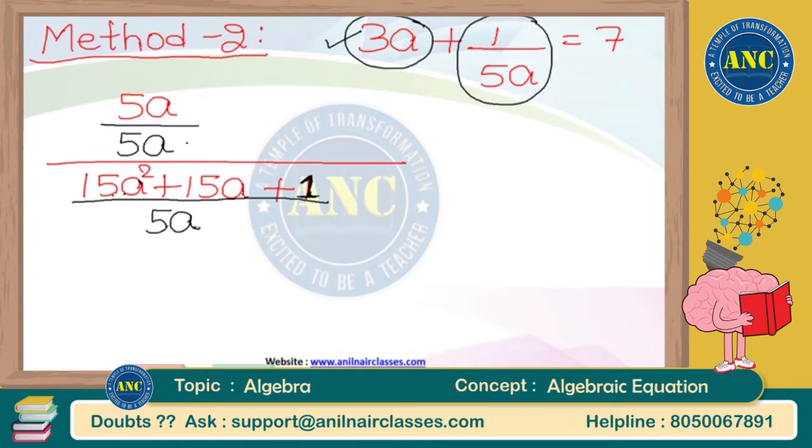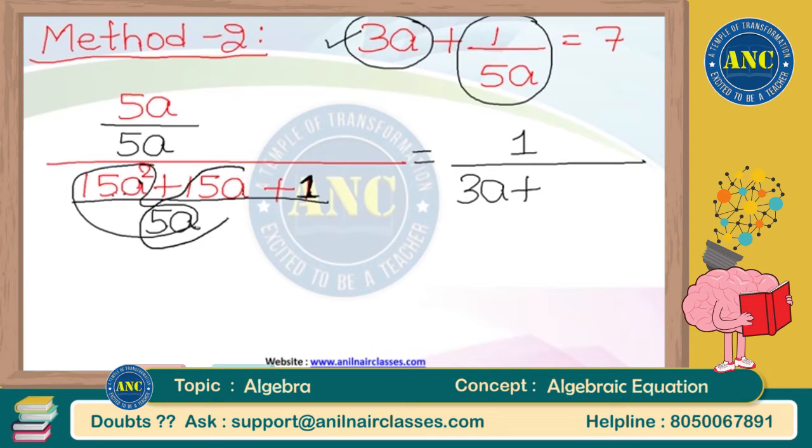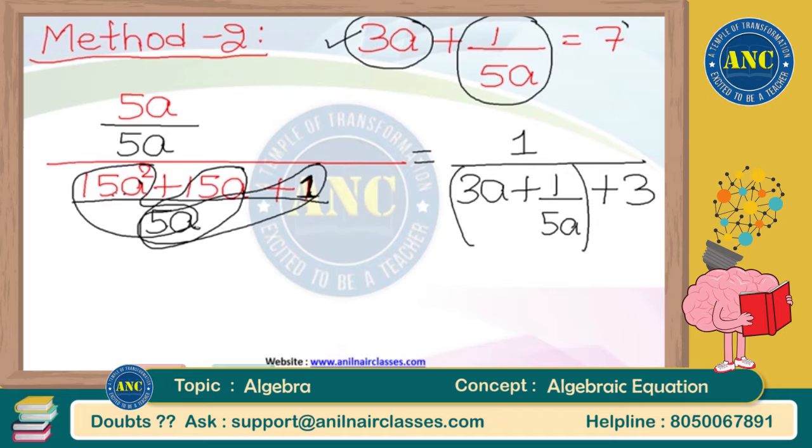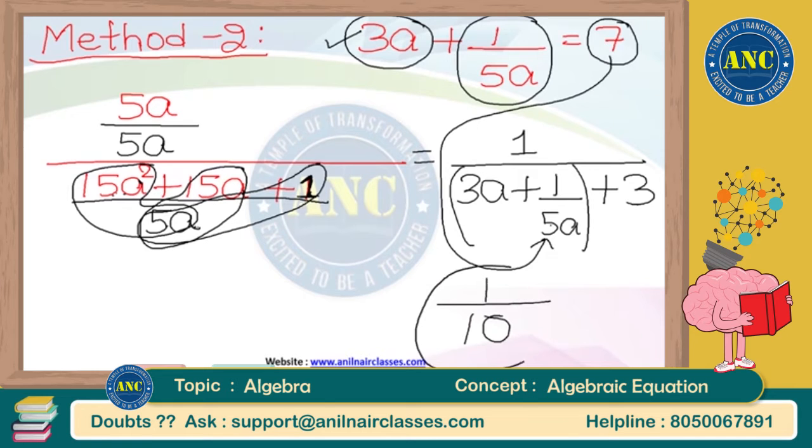Very simple. Now see here, sir. Continue solving the problem. 5a divided by 5a is 1. Let me write here as 1, divided by 15a square divided by 5a, which is 3a, plus 15a divided by 5a, which is 3. Let me write it at the end. Anyway, addition is commutative. 1 divided by 5a, I will write it here. Why did I write like this? Because 3a plus 1 by 5a according to the question is 7. Put it here. The denominator is 7 plus 3, and the numerator is 1. 1 by 10 should be the answer.